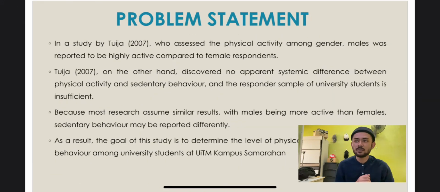Now, for the problem statement, in a study by JUL 2007 who assessed physical activity among genders, males were reported to be more active compared to female respondents. JUL 2007, on the other hand, discovered no apparent systematic difference between physical activity and sedentary behavior, and the respondent sample of university students is influenced because most of the research assumes a similar result, with males being more active than females. Sedentary behavior may be reported differently.